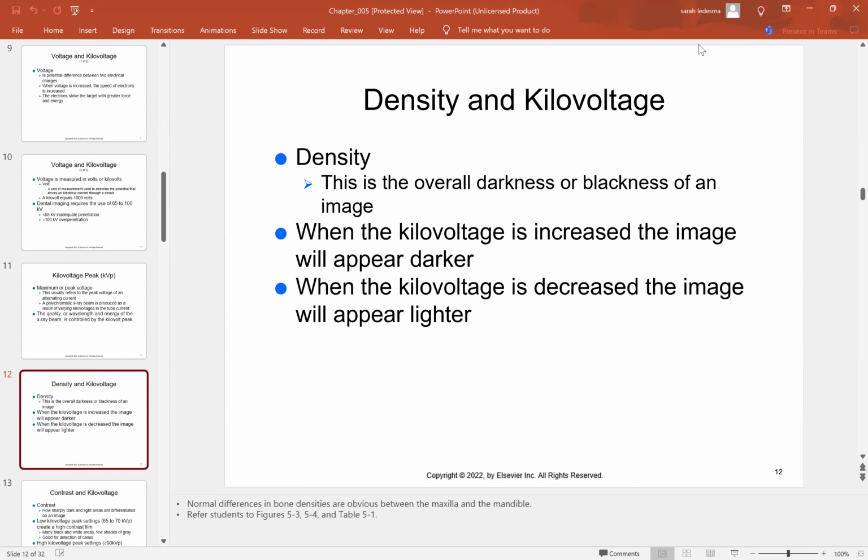Density and kilovoltage. Density is the overall darkness or blackness of an image. When the kilovoltage is increased, the image will appear darker. When the kilovoltage is decreased, the image will appear lighter.